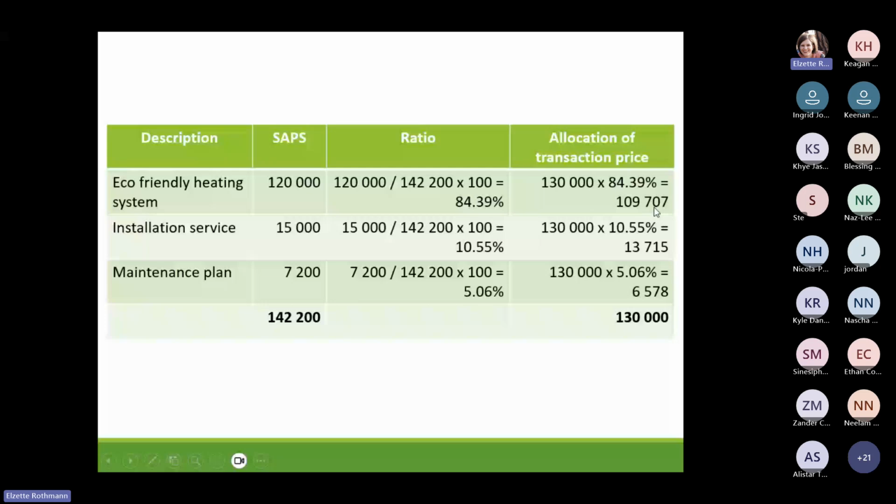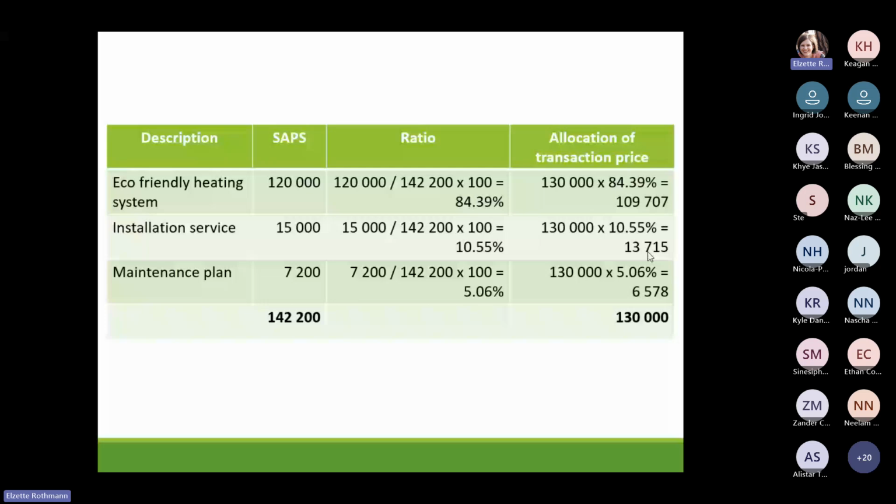Then on the installation service, we take also the total, the 130,000, times that with 10.55%. Then we get a total of 13,715. And then the last one, the maintenance plan, we take the 130,000 times that with 5.06%. And then we get 6,578. Okay, so now we have recalculated the revenue.